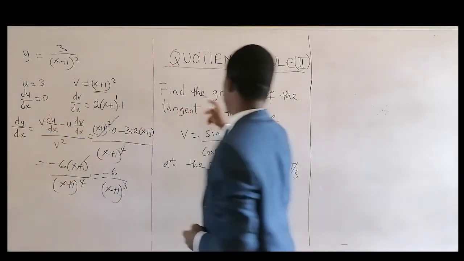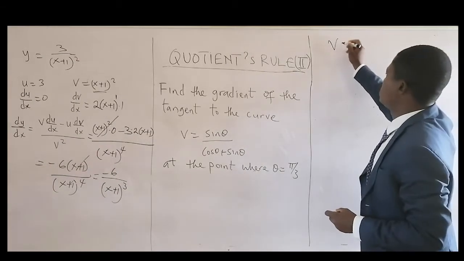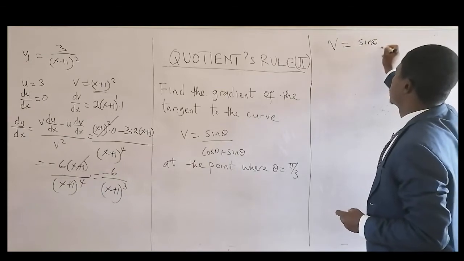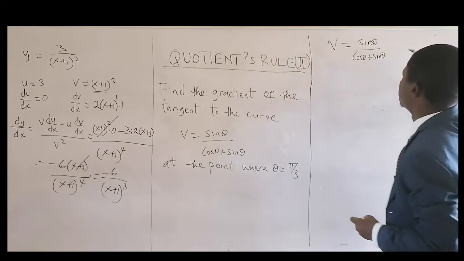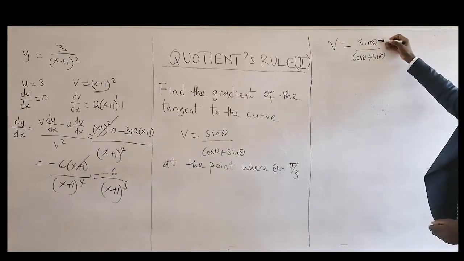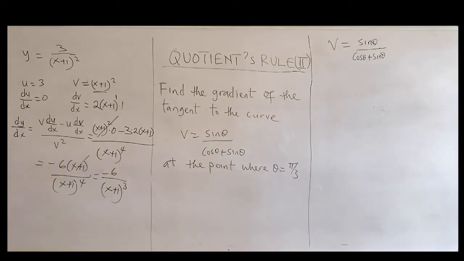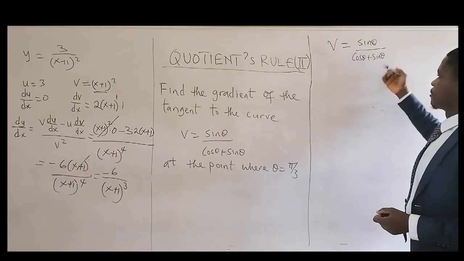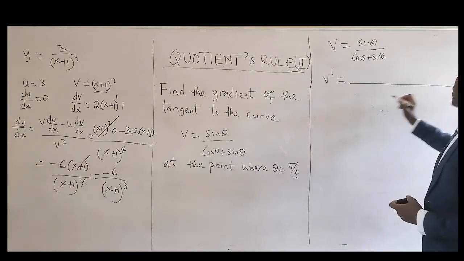Yeah, look at the question. Find the gradient of the tangent to the curve. Okay, we have the question y equal to that at the point where theta equal to this. So what we'll do here, and though it doesn't matter what letter you use for u or what letter you use for v, you can change the letter if you want. So what we just have to do here is just do it straight away, and that will be equal to v squared.